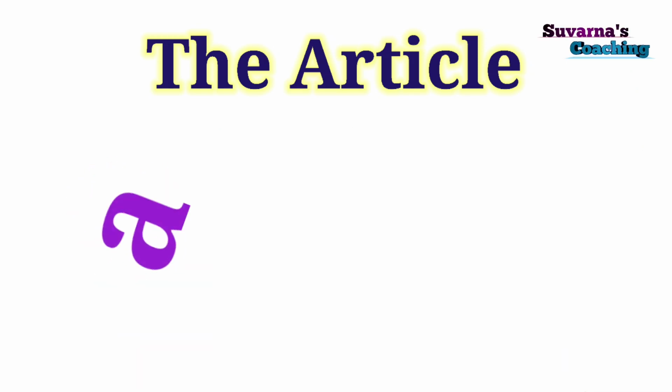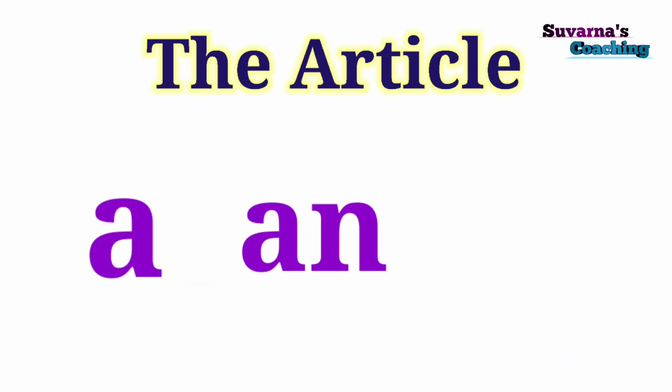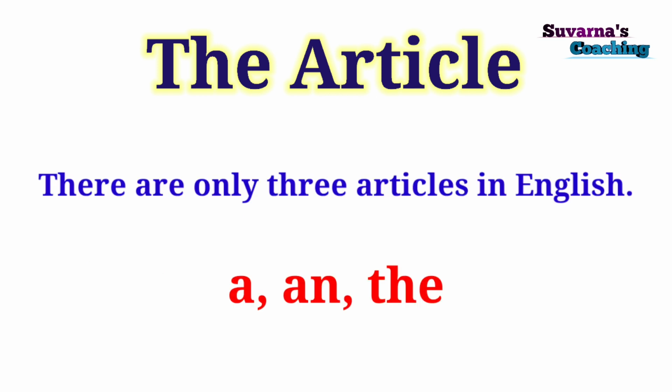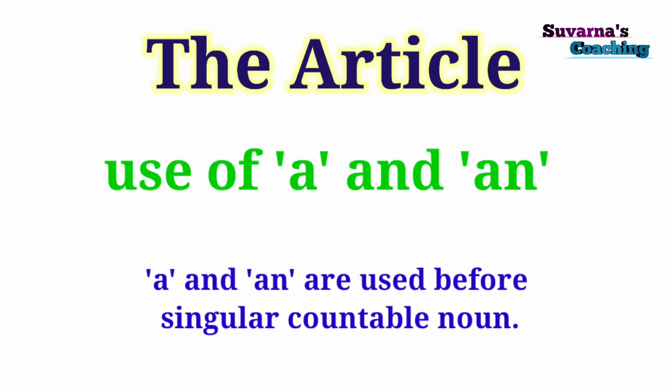The article: a, an, the. There are only three articles in English: a, an, the. Use of a and an. A and an are used before a singular countable noun.